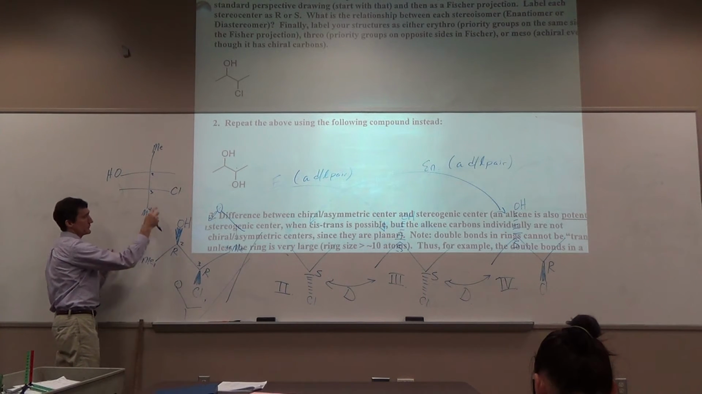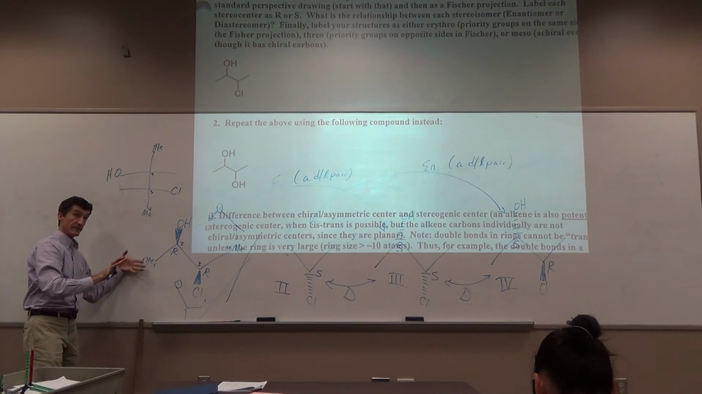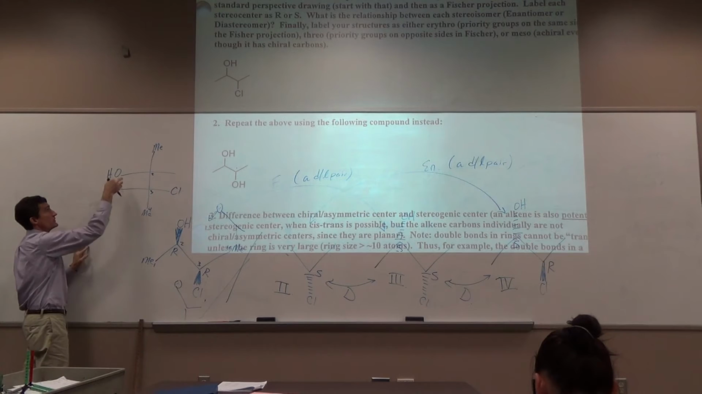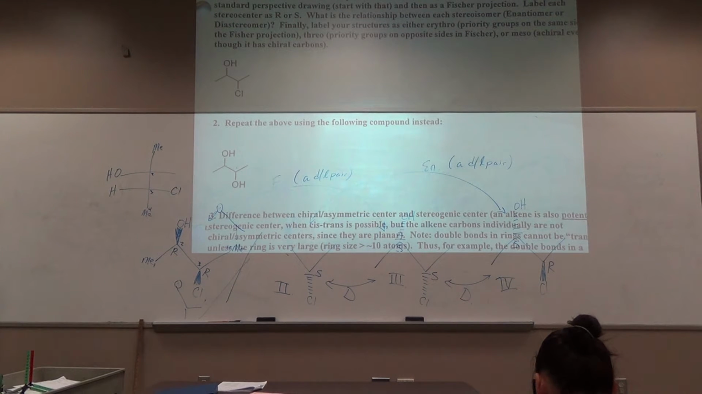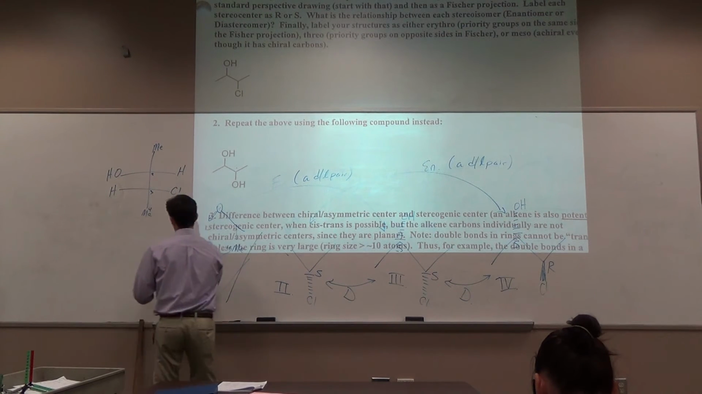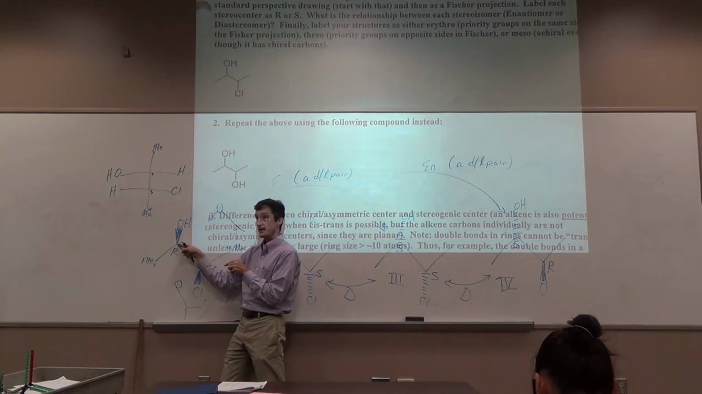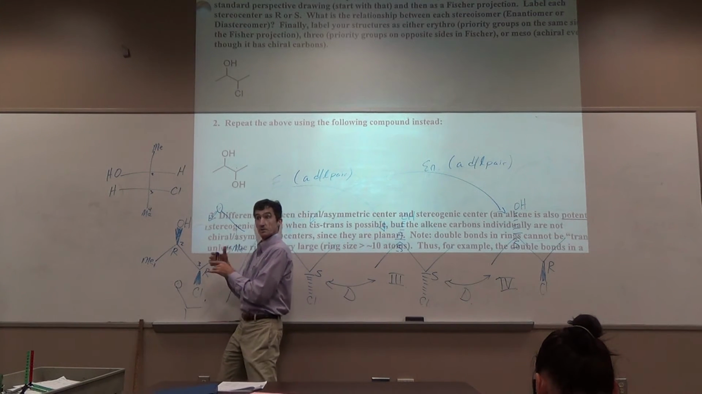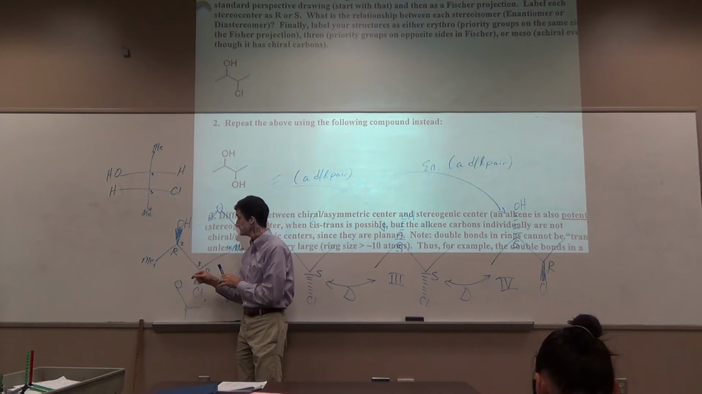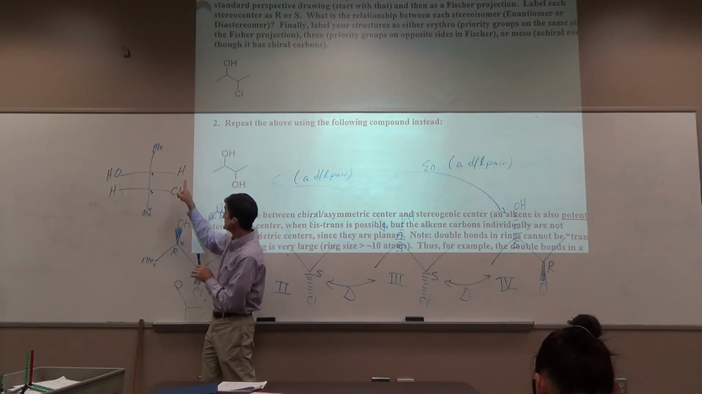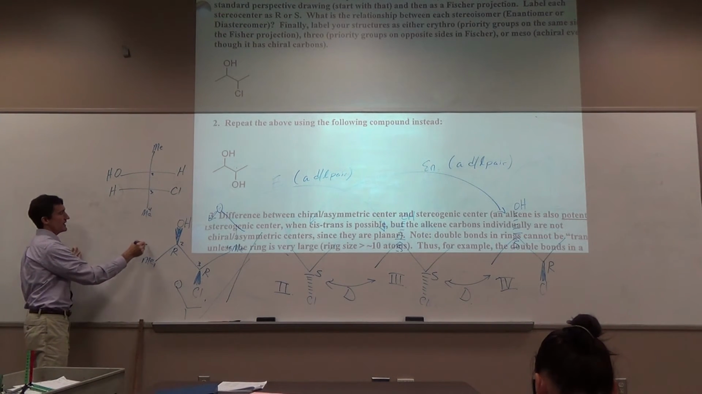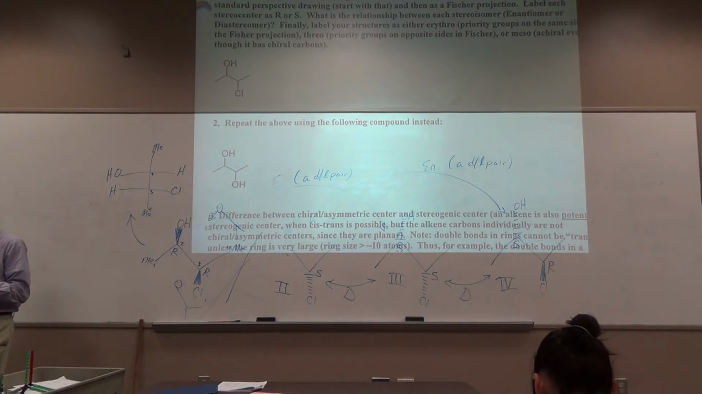What's going back on carbon 3? Or to my left, because if it's going behind the board and I'm looking this way, that's to my left. H. You want to draw in your H's in the Fisher projection. Also H on carbon 2. With the methyl going away from carbon 2, the H is going behind the board, so it's on my right. This is the compound in the Fisher projection.